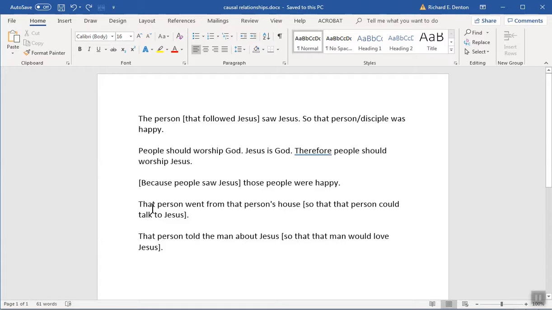So in the fourth sentence here, that person went from that person's house so that that person could talk to Jesus. So since Jesus was outside, that person had to go out in order to meet Jesus and to talk with him. And the last one, so it has a to be able to or could meaning. The last sentence shows so that something would happen, so that it will happen. That person told the man about Jesus so that that man would love Jesus. So he did the first thing, the telling, so that this thing would happen, that that man would love Jesus.